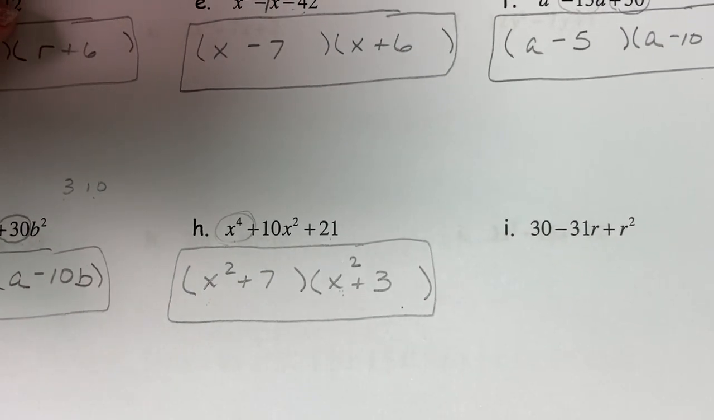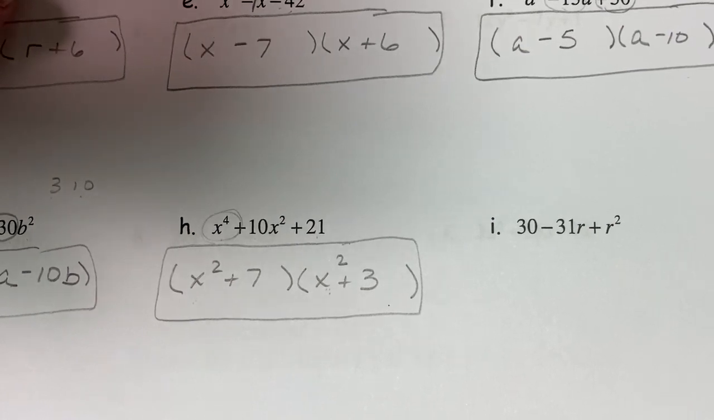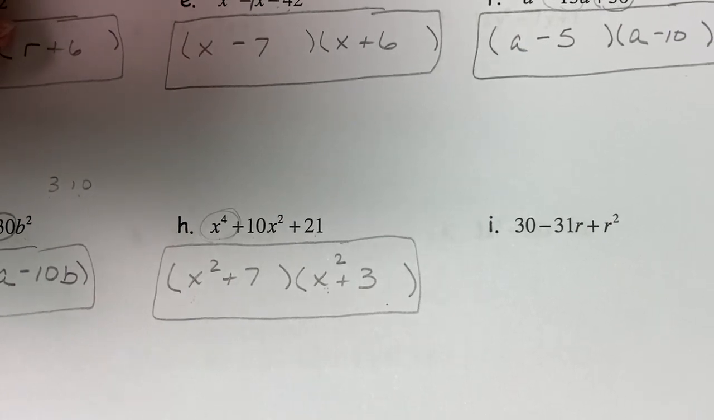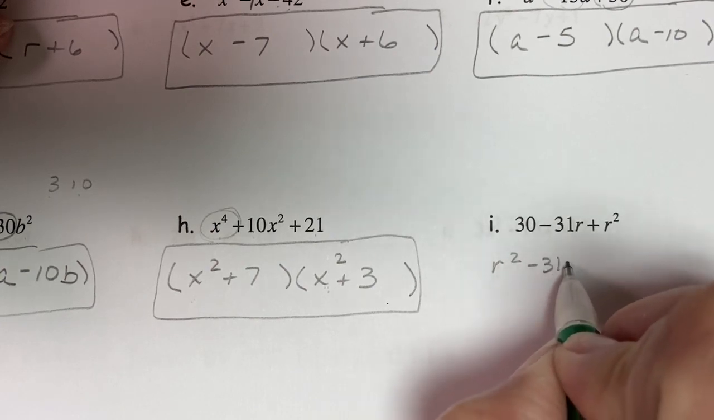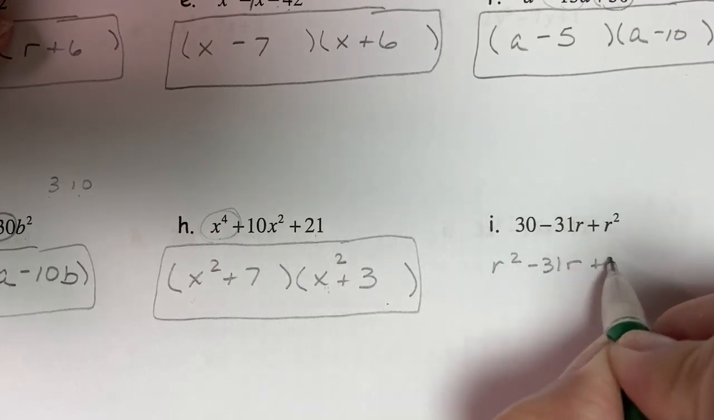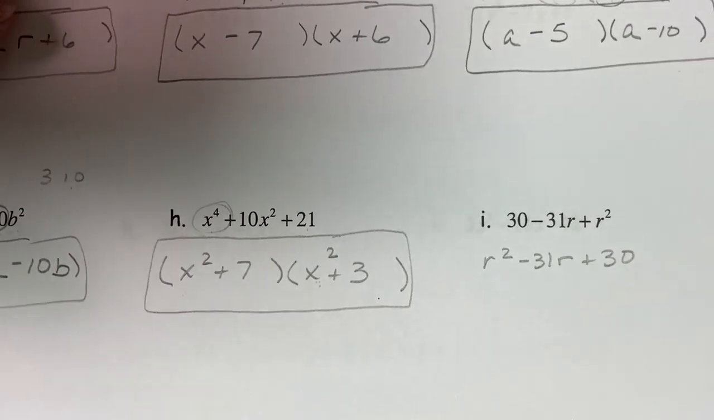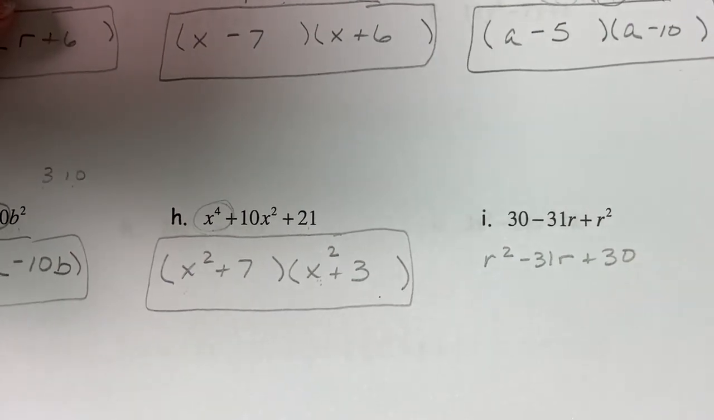Now, look at I. Notice that the order is not good. Let's rearrange the order. So let's put the r squared first, keep the negative 31r in the middle, and put the positive 30 at the end. Now, why don't you turn off the video and go ahead and factor this polynomial and then come back.